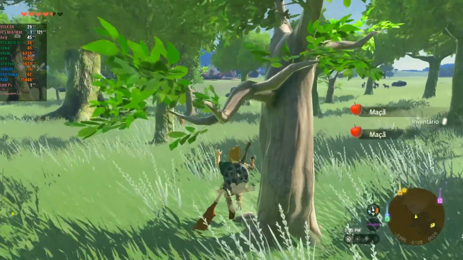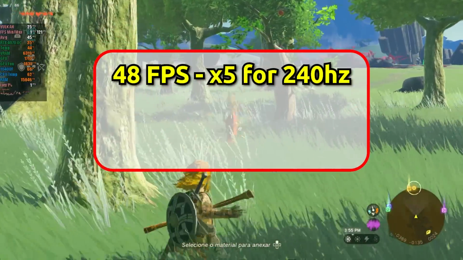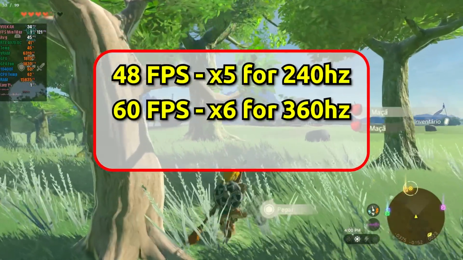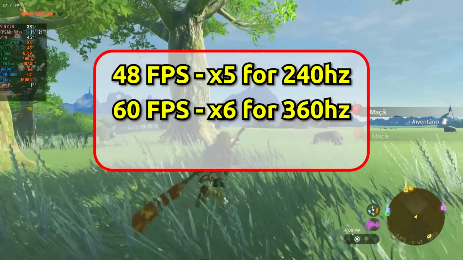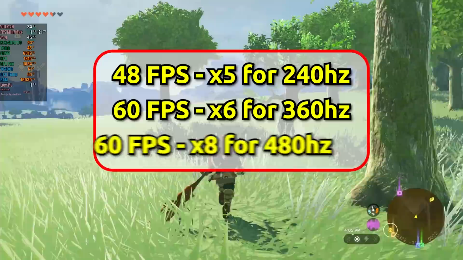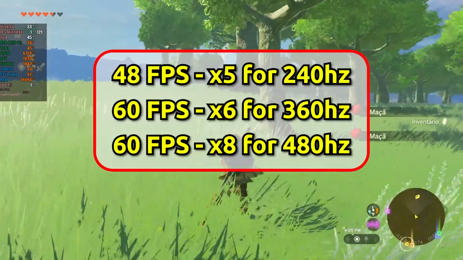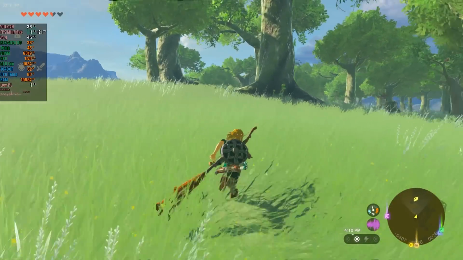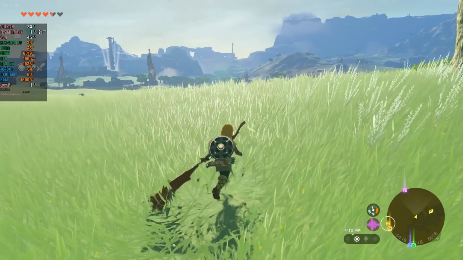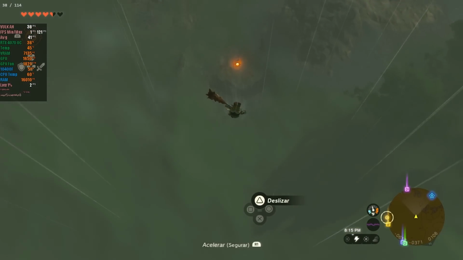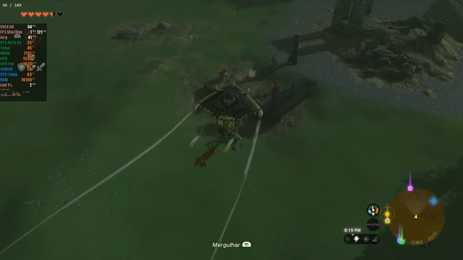For those with extremely high frame rate monitors who want to take advantage of that, here are some recommendations. 48 FPS in X5 mode is recommended for 240Hz monitors. 60 FPS in X6 mode for 360Hz monitors. 60 FPS in X8 mode for 480Hz monitors. However, I believe if you've invested in such a high-end screen, you likely already have a GPU capable of generating those frames natively. So, for me, this setup doesn't make as much sense.